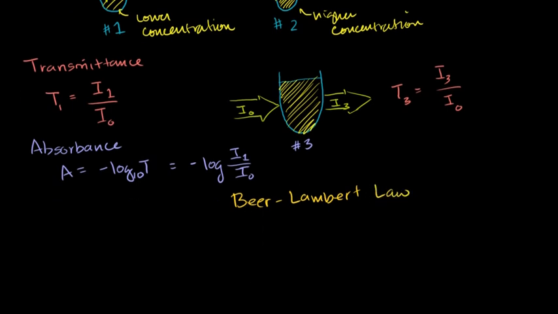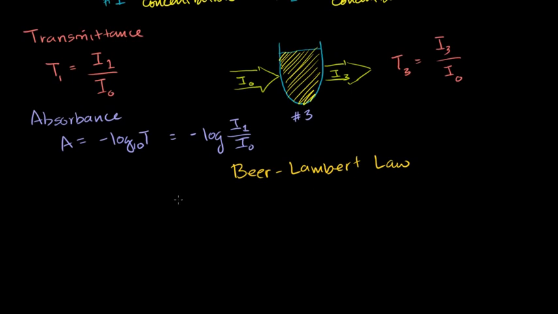The Beer-Lambert law tells us that the absorbance is proportional, I should write it like this, the absorbance is proportional to the path length. So this would be how far the light has to go through the solution. So it's proportional to the path length times the concentration. Usually we use molarity for the concentration.